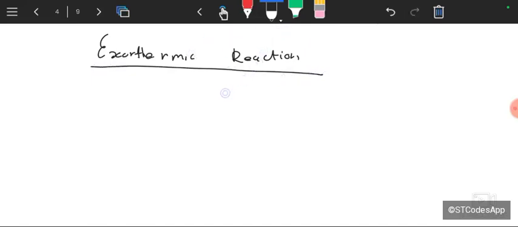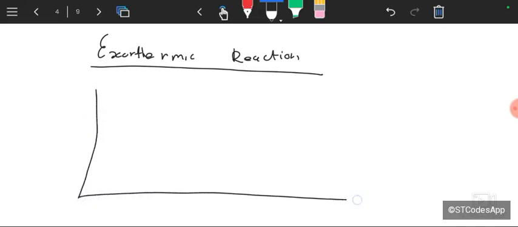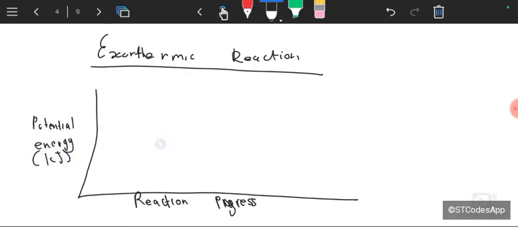Exothermic reaction. Now understand one thing. We're going to do the same thing that we did just now. Here, we're going to say reaction progress. Okay, let me fix that progress over there. Now, here I'll just say potential energy, then in brackets I'll just say kilojoules. It's fine, nothing will change.